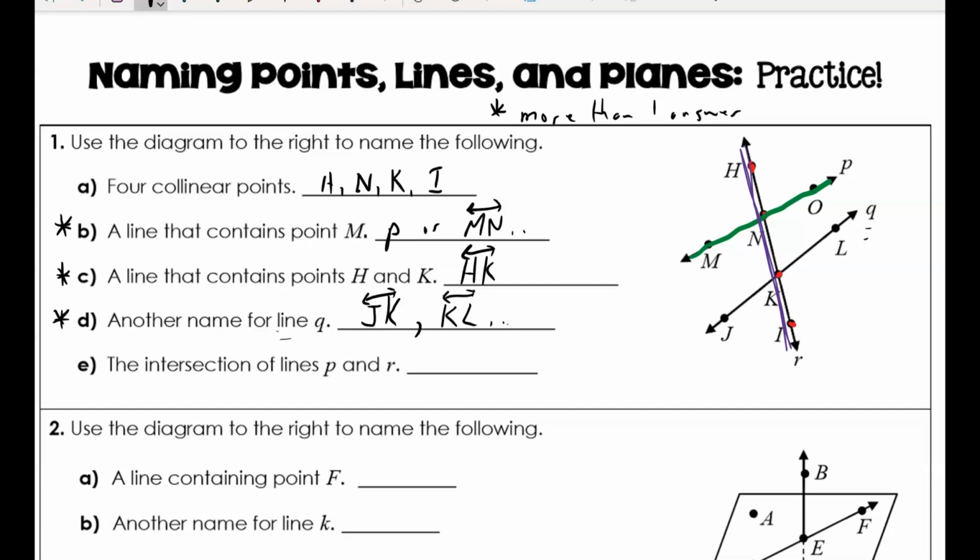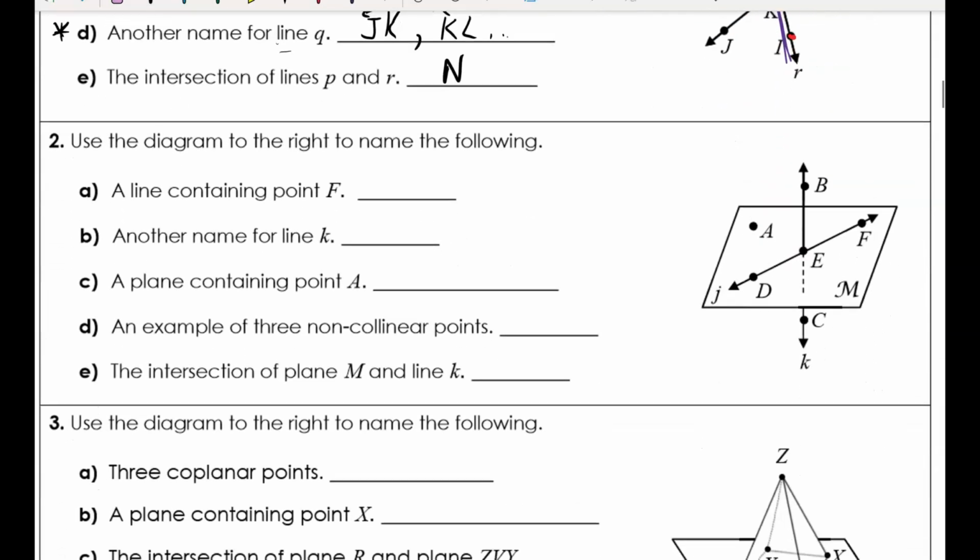Okay, there's only one way to say the intersection of line P and line R. Line P is the green one, line R is the purple one, and they intersect at point N, right here. They intersect at N. So that's the only way to really say it. You could put the word point in front of N, but we don't need to do that.